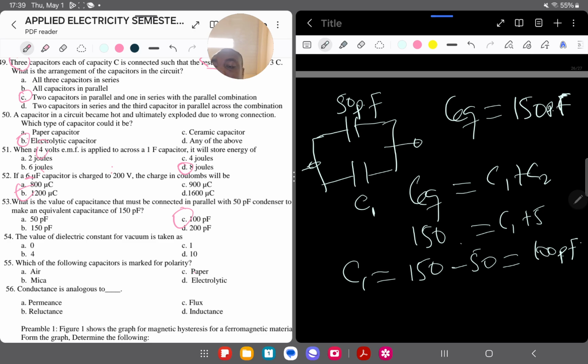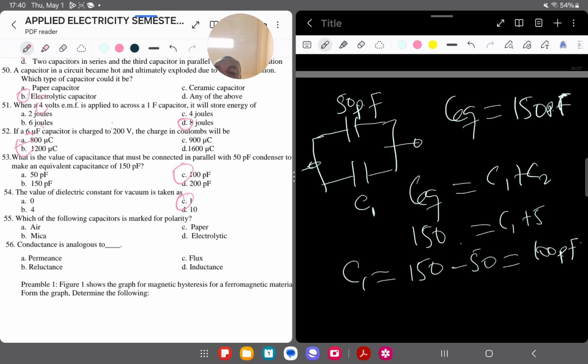The value of dielectric constant for vacuum is, vacuum here we are talking about air, right? Remember, as I said earlier, the dielectric constant is the same as the relative permittivity of a material. So here we are trying to say, what is the value of the relative permittivity of vacuum, which is air? The relative permittivity of vacuum is going to be 1. So the answer here is C.